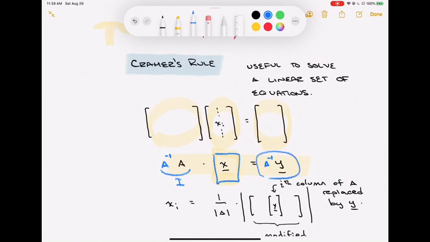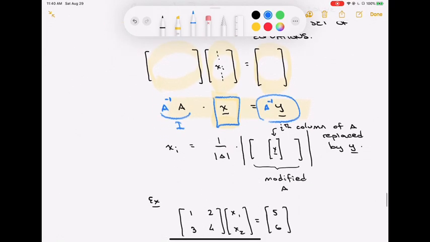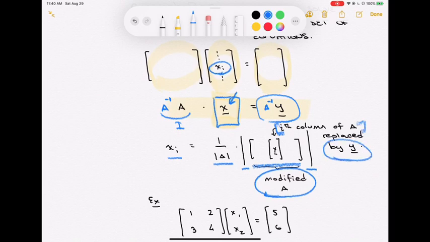If you have MATLAB, that's easy to do. You can go inv A times, matrix style multiplication, the vector y. That certainly will do it. We're just going to show how you can find a particular element of the vector that you're trying to find. So you could do this across all the different elements in X. And Cramer's rule says it's something like this. The ith element of X can be gotten by 1 over the determinant of A times the determinant of an augmented matrix that comes from A, where I replace the ith column of A by that observation vector Y.